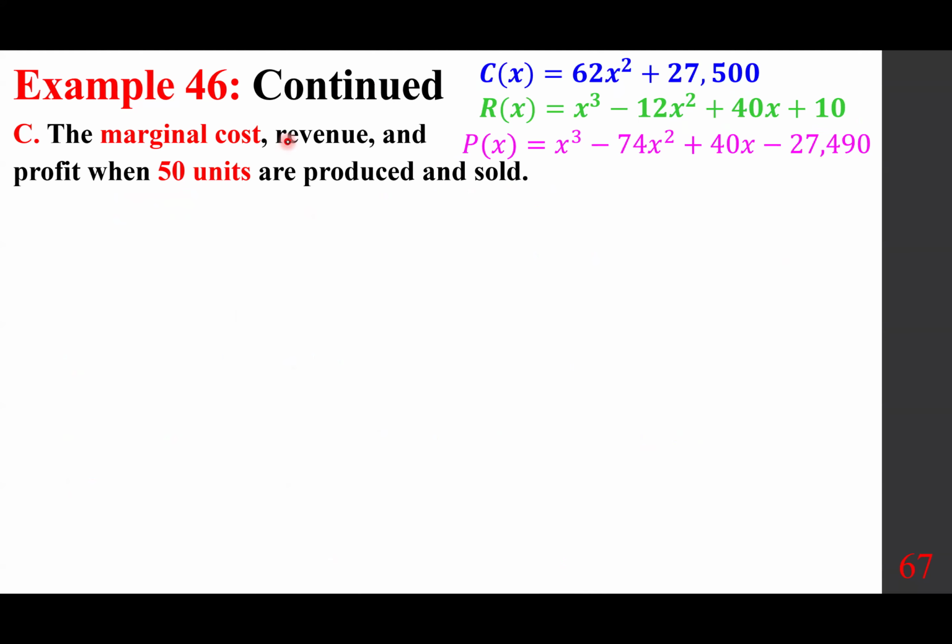We continue. We have the cost function, the revenue function, the profit function, and we are asked to find the marginal cost, revenue, and profit when 50 units are produced and sold. I want to mention the word marginal in business means take the derivative. And then we are going to see the importance of that, the meaning of that. But first and foremost, marginal means a differentiation. So in this case, if you want the cost, you want C prime of X, which is 62 times 2, 124X.